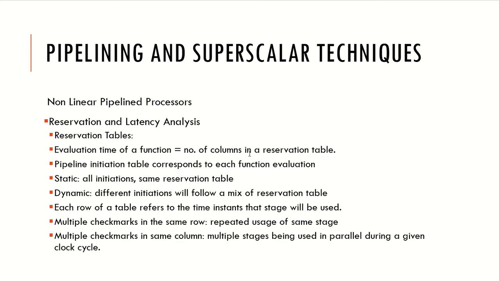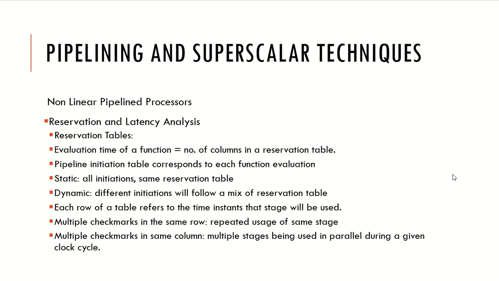Then about the latency analysis, you can simply say that the evaluation time of a function is equal to the number of columns in the reservation table. So just like I said before, the function X was giving an output only in the 8th clock cycle. So definitely your reservation table will have 8 columns. Okay. So when you talk about the evaluation time, you just look into the reservation table, identify the number of columns, and then you can say what the evaluation time for the function is.